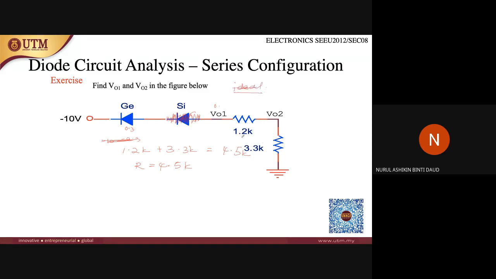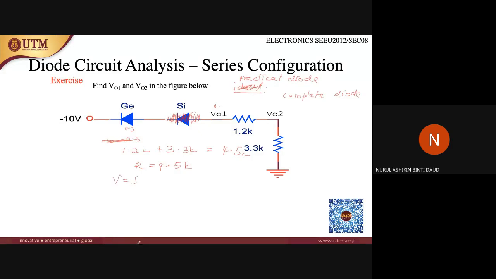Not ideal, practical diode. So it means that we don't consider the resistance inside this diode, unless it is mentioned that we need to consider it as a complete diode. Then only they will give you the value of the resistance inside this diode. So you need to make sure which condition of this diode first of all. So the resistance value is 4.5K, right?